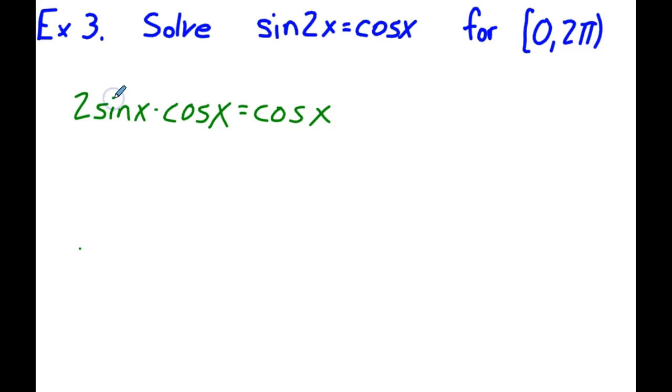So now if we're going to try to solve this equation for x, we can get all of our terms on one side of the equation, so we would subtract cosine of x to the left side.